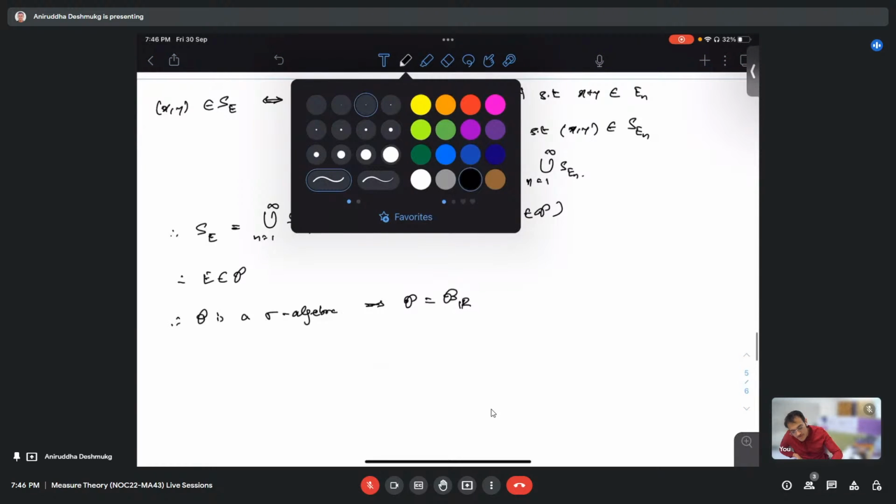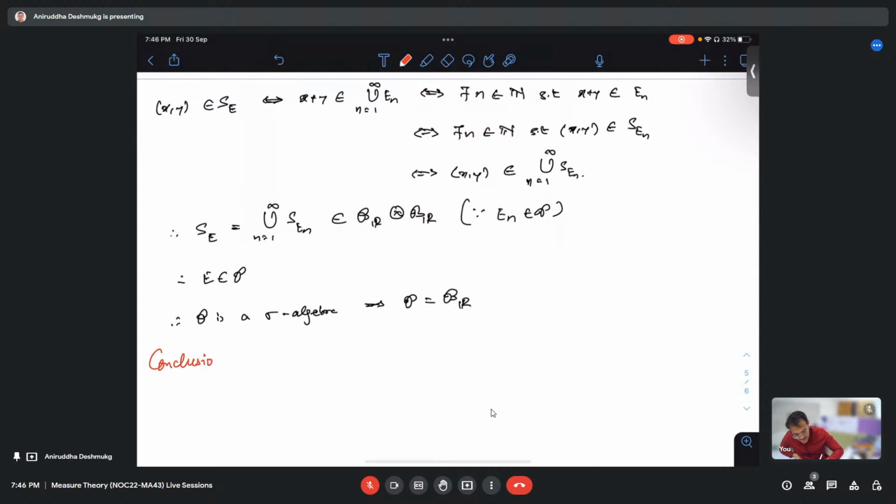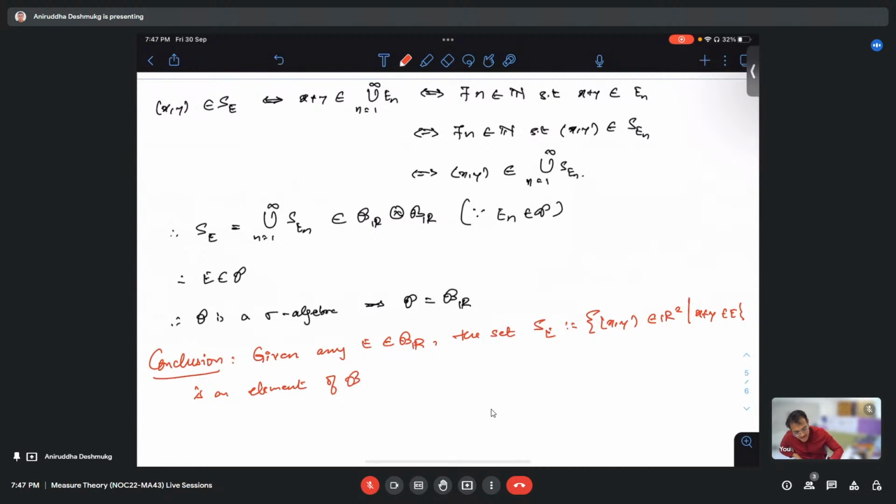So what we have essentially proved is, our conclusion is that given any set E inside B(R), the set S_E, that is all those points in R^2 for which X plus Y is inside E, is an element of B(R) cross B(R).